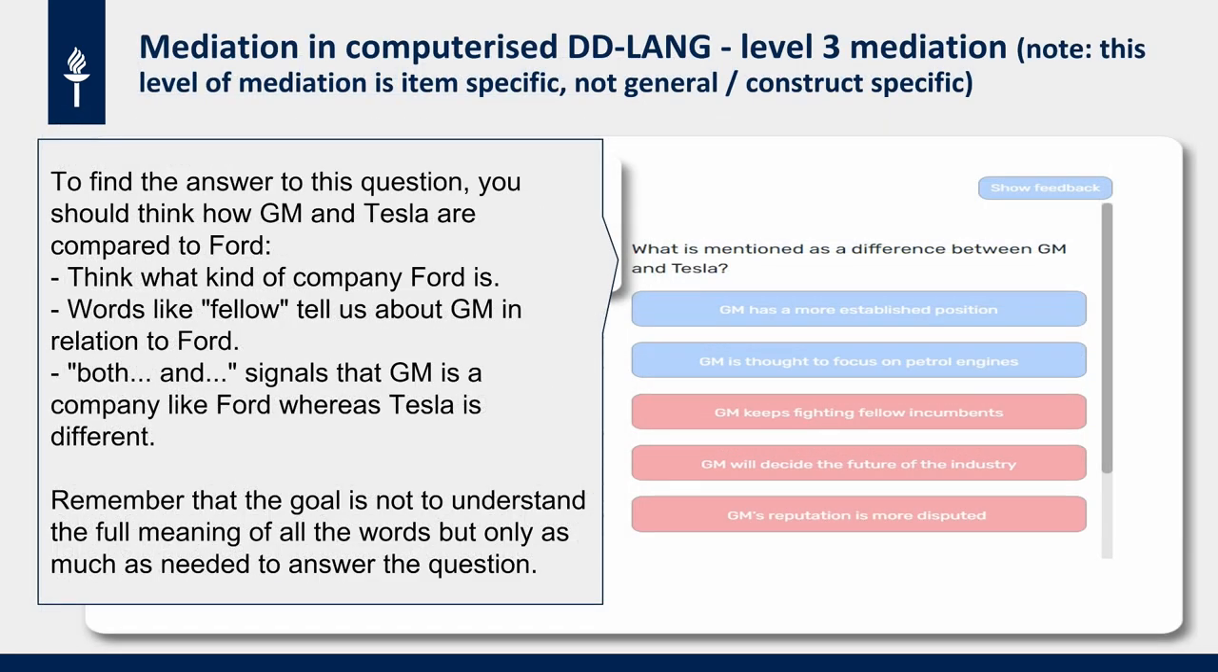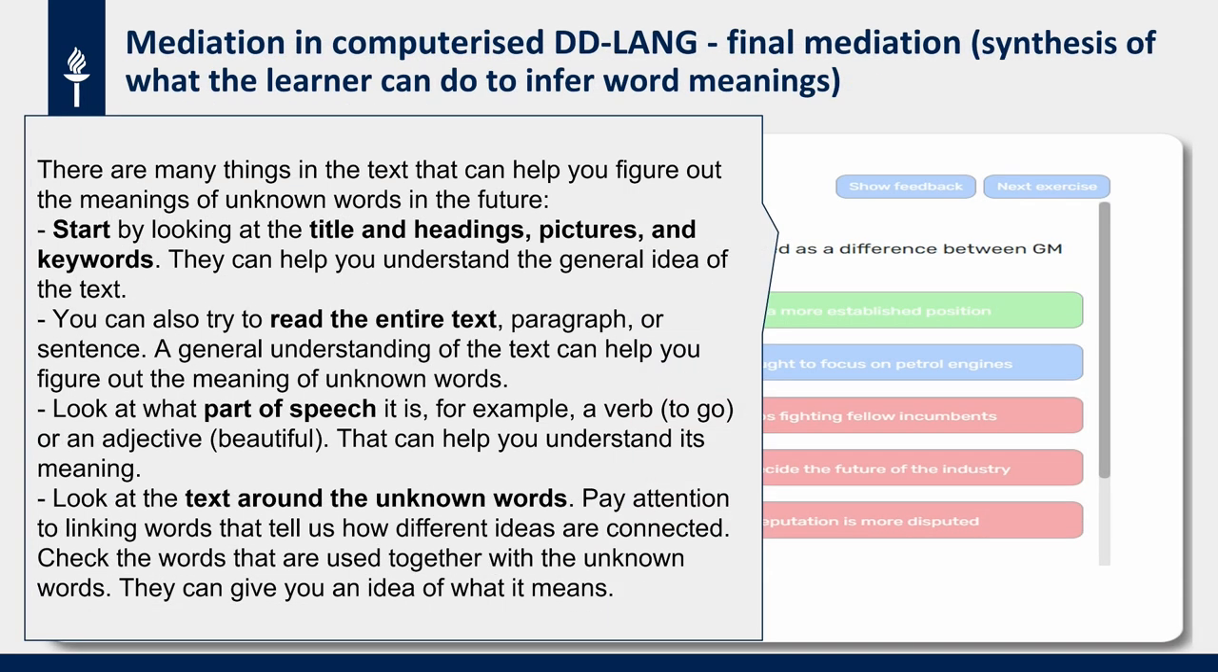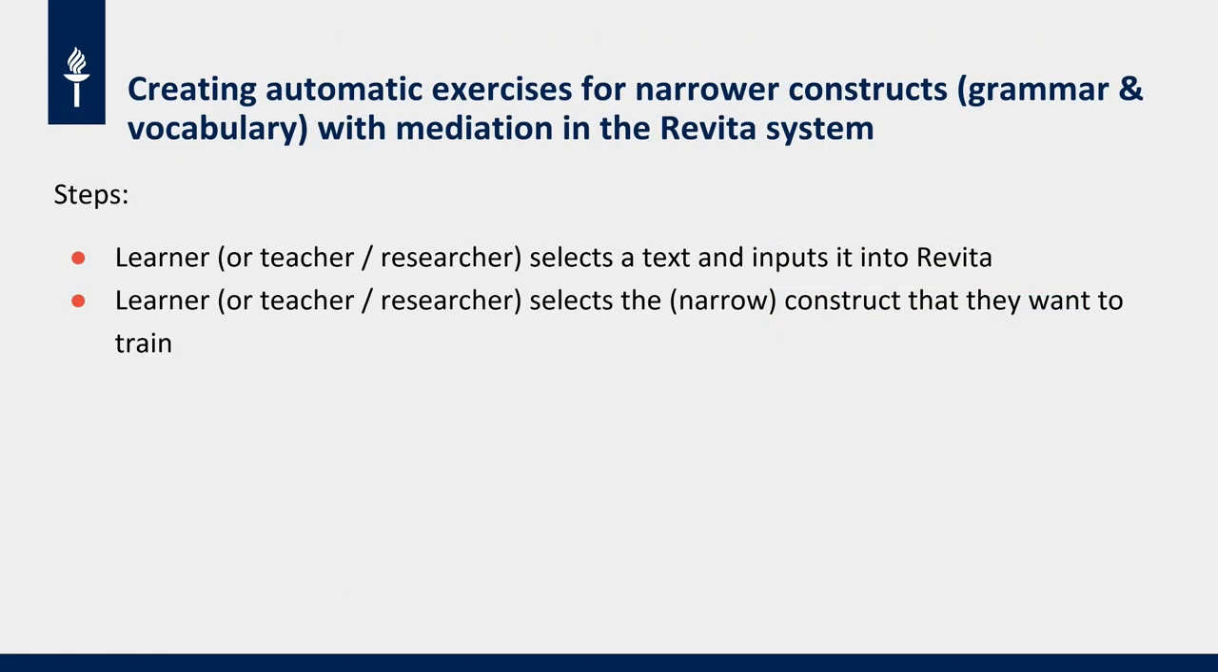And if that doesn't help, then here actually there's feedback that is specific to this particular item, not just the general skill of inferring word meanings, but to this. And there's some advice there. And finally, you get a kind of an overview of what you might have done here. So this is a kind of a longer text. We are also playing with the idea of letting the learner listen to this, not just read, which would reduce the amount of reading a bit.